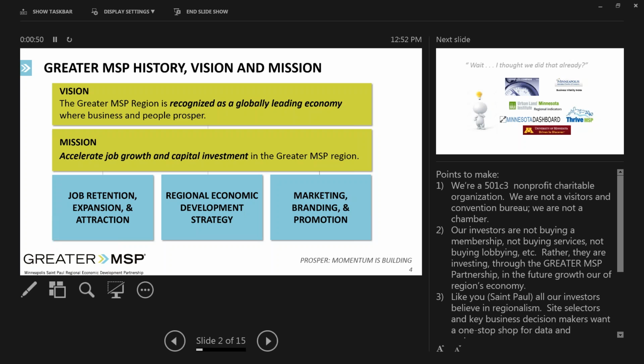So the vision is for the region to be recognized as a globally leading economy where business will prosper. The mission is to accelerate job growth and capital investment for the region. We have three main goals: job retention, expansion, and attraction; regional economic development strategy; and marketing and brand promotion. Our research office is underneath business expansion and attraction, helping our staff, but the dashboard actually falls into the second pot, regional economic development strategy.